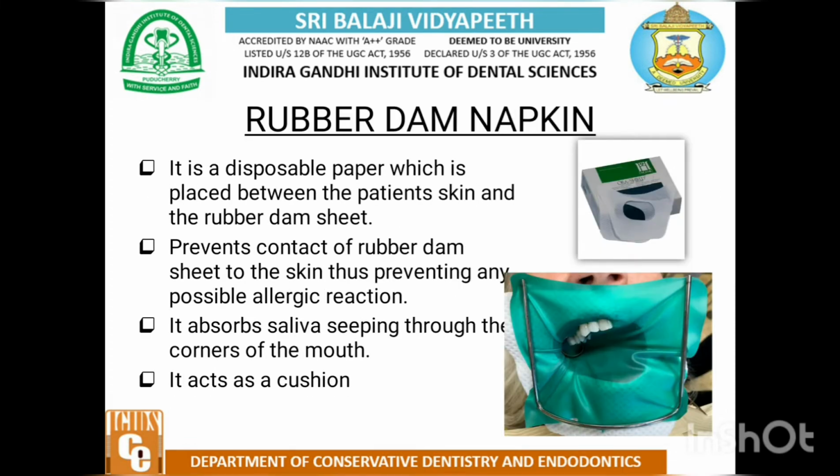Rubber dam napkin. It is a disposable paper which is placed between the patient's skin and the rubber dam sheet. It prevents contact of the rubber dam sheet with the skin, thus preventing any possible allergic reaction. It absorbs saliva seeping through the corners of the mouth. It acts as a cushion.